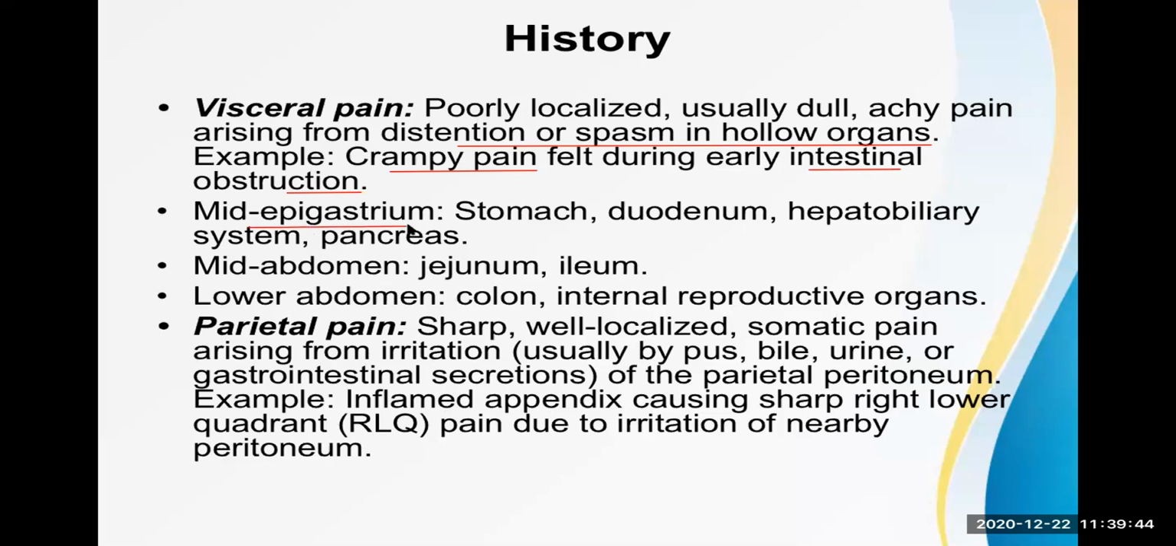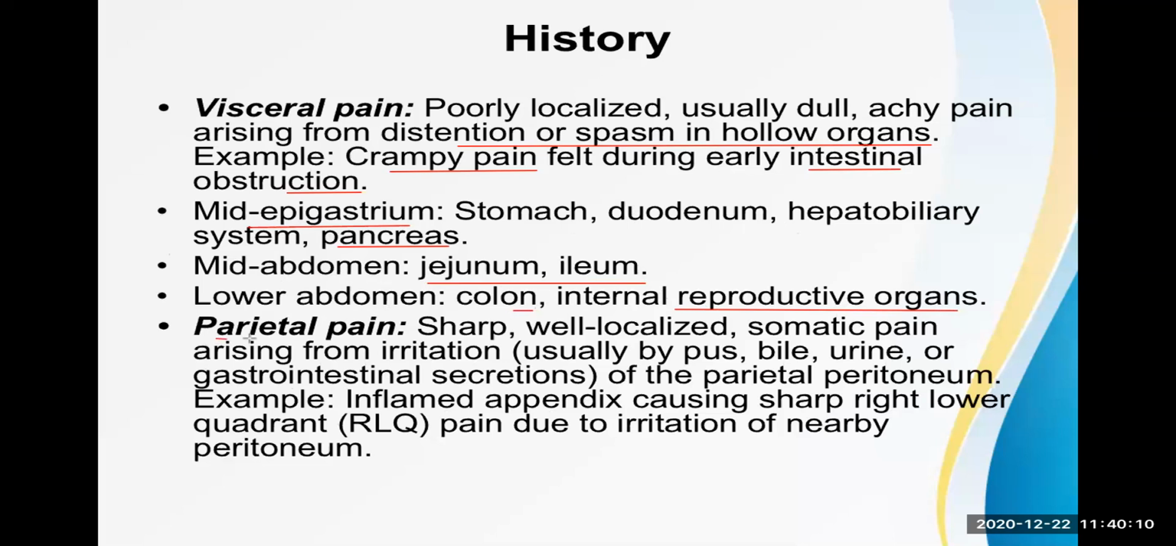If there is pain in the mid-epigastrium, then stomach, duodenum, hepatobiliary system, or pancreas disorders are suspected. If it occurs in the mid-abdomen, then jejunum and ileum pathology are suspected. Mid-abdomen means around the umbilicus. And if it occurs in the lower abdomen, colon and internal reproductive organ disorders are thought of. We already talked about these in the previous slide.